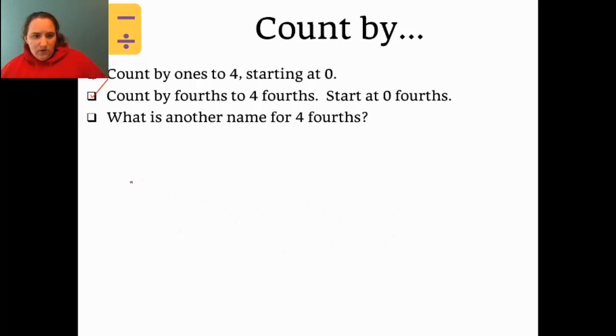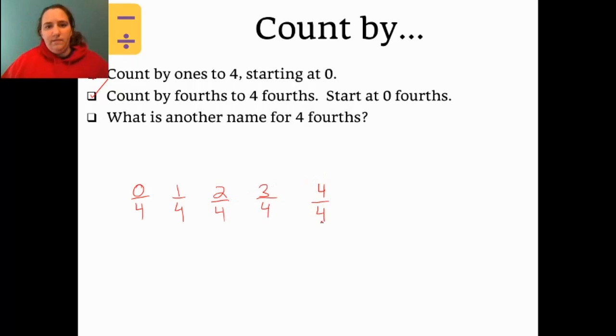So if I wrote this out and I had 0 fourths, 1 fourth, 2 fourths, 3 fourths, and 4 fourths, we can rename 4 fourths as what? 1 whole. Okay. Alright, so we're not going to think about it like this. We're going to be thinking about it as 1. So, I'm going to cross that off.